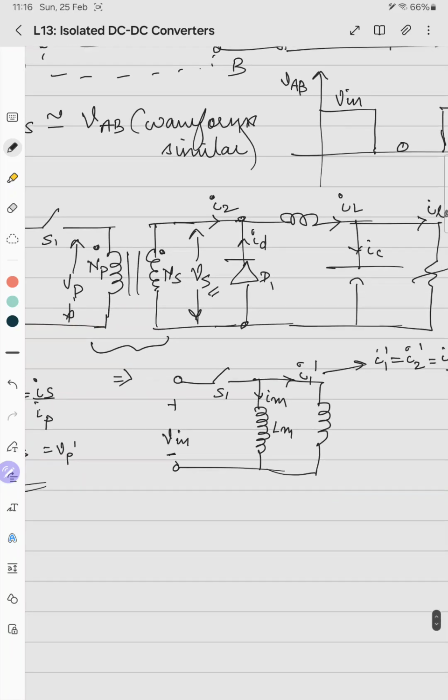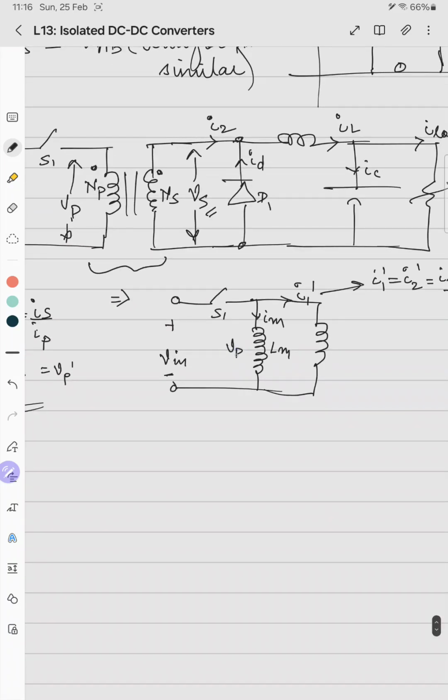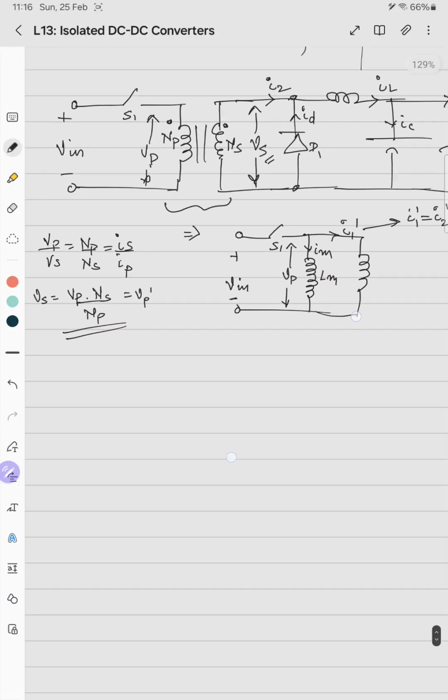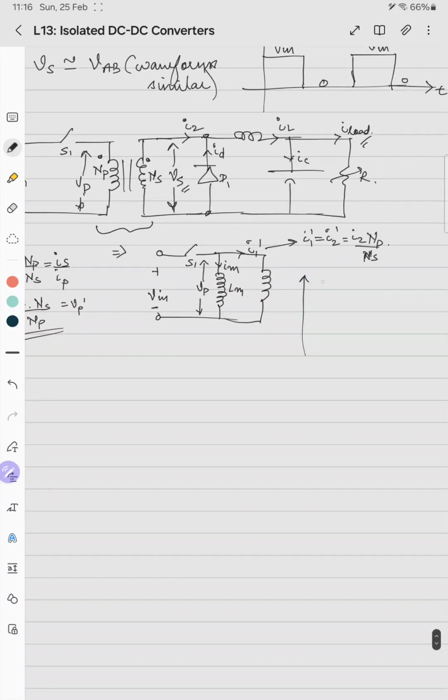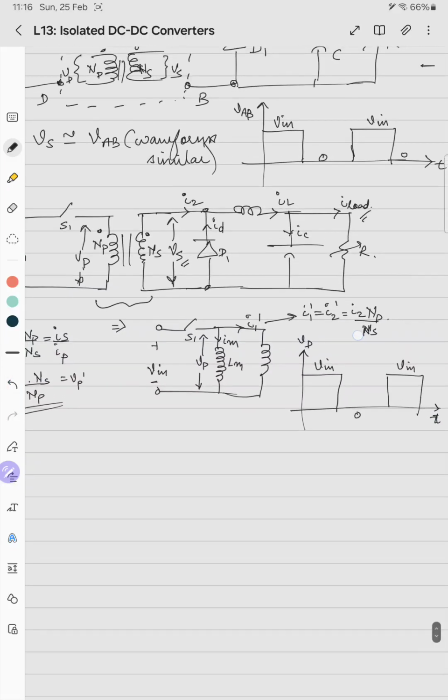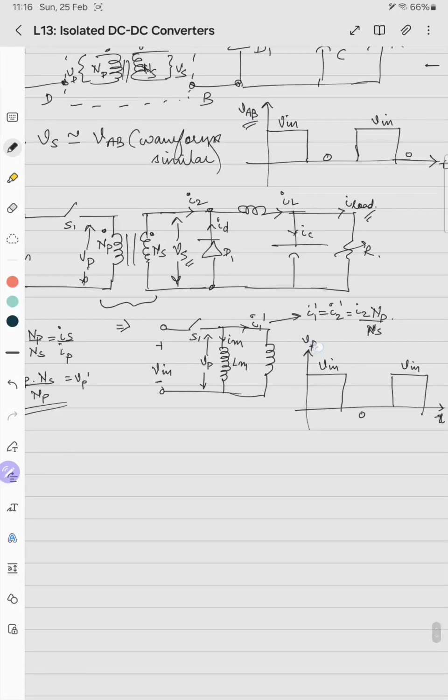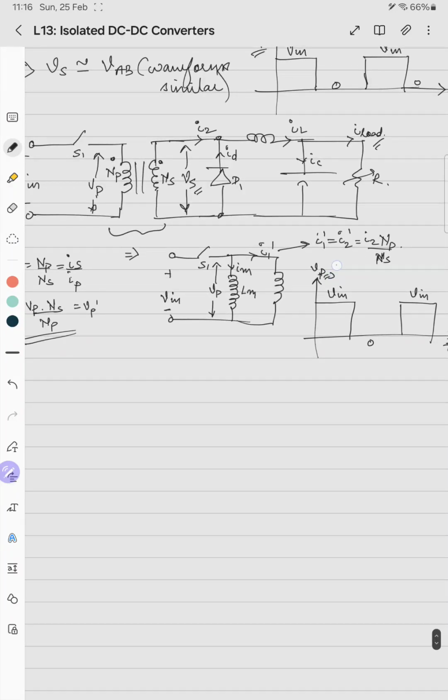So what happens is, this is Vp. If you plot Vp, I hope you got some idea of operation of this circuit. When S1 is on, Vp is V in. When S1 is off, Vp is 0. This is the time axis. So this waveform of VAB is equal to the waveform of Vp, and the waveform of Vs will also be like Vp.